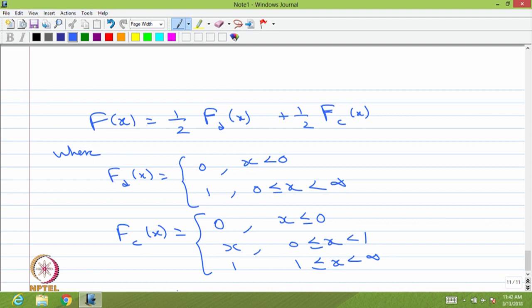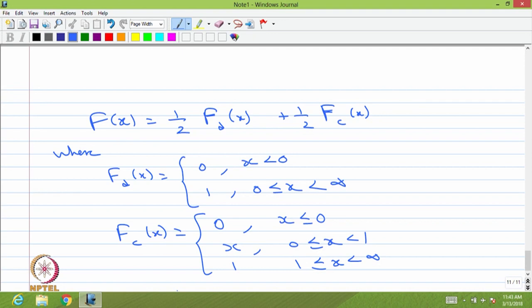And F_c(x) is the continuous part of the CDF, and that itself is a CDF which is 0 till 0, x between 0 to 1, and 1 onwards it is 1, but that is a continuous type random variable CDF. For a mixed type random variable it is both, that is 1 by 2 times F_d of x plus 1 by 2 times F_c of x. So if you have any continuous type random variable, you do not have a discrete part. If you have a discrete type random variable, there is no continuous part. If you have a mixed type random variable, you will have a CDF with some constant times the discrete part plus a constant times the continuous part. This constant one can identify.